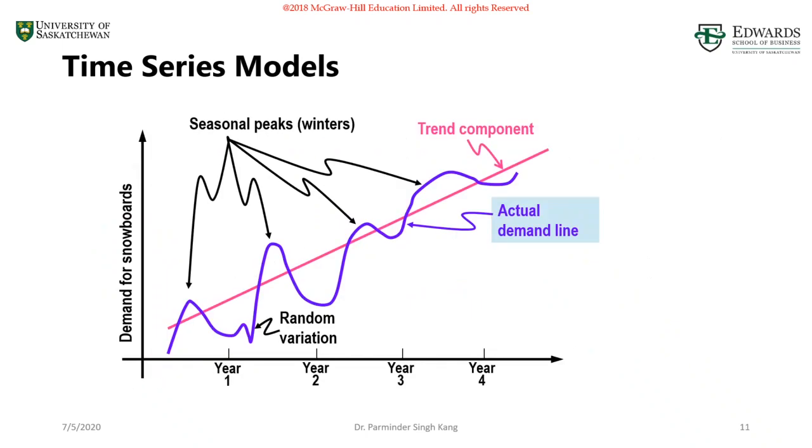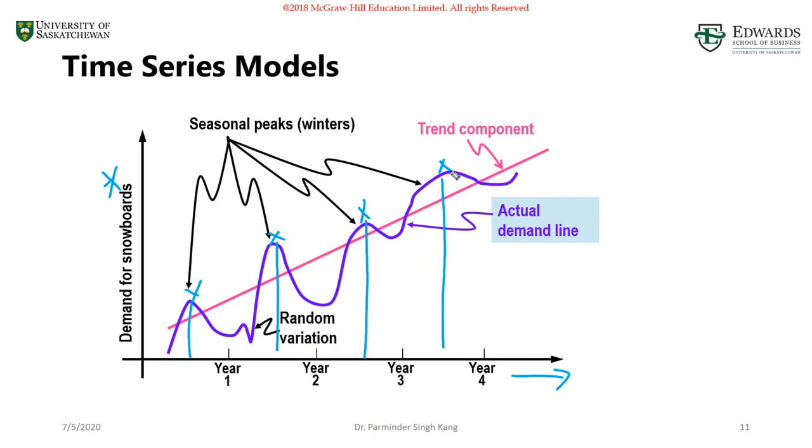So what we have here along the x-axis, we have time period. Along the y-axis, we have demand for snowboards, and the blue line represents actual demand. As we can see here, the demand for the snowboards peaks around winter months, right? So this represents the season for our product. So from here, we can say that this data set contains a seasonal component.